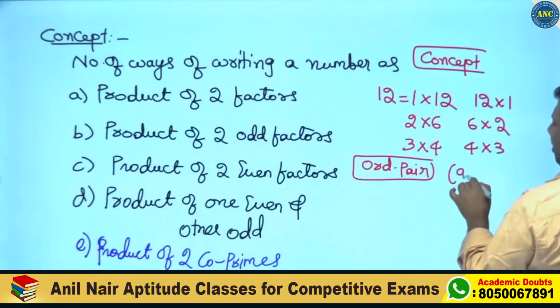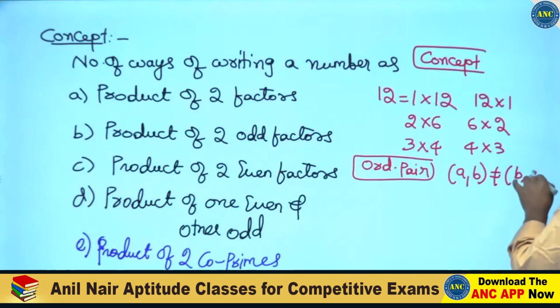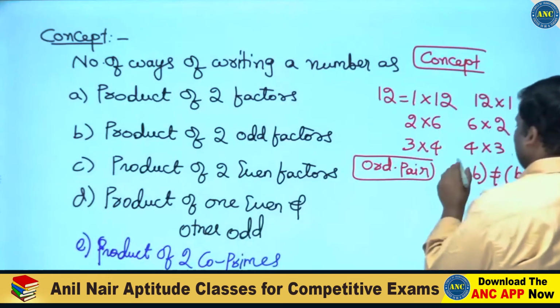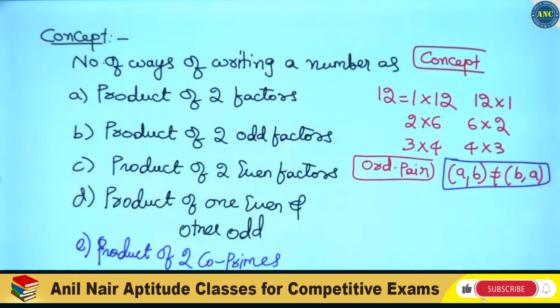What do you mean by an ordered pair? A into B is different from B into A. Then that is called an ordered pair. Ordered pair means the reverse can also be written.